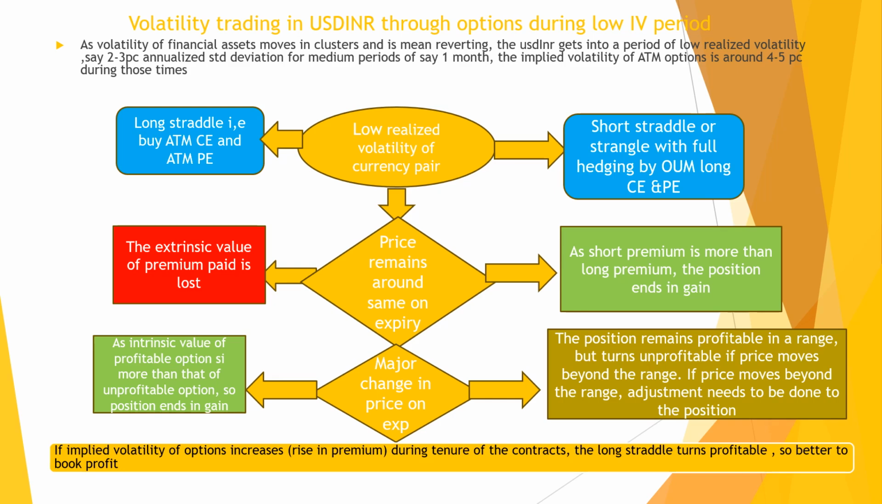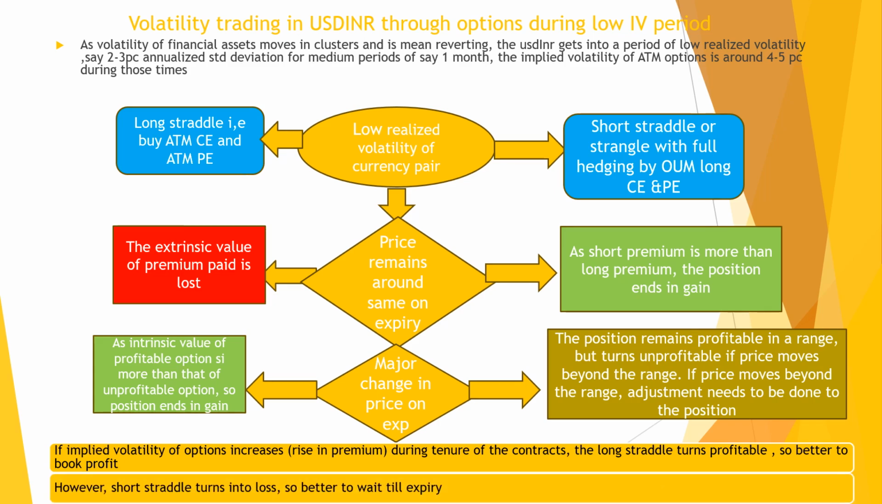Now if implied volatility of option increases, that is premium rises during tenure of the contracts, the long straddle turns profitable, so better to book profit in that. However, the short straddle turns into loss, so better to wait till expiry.